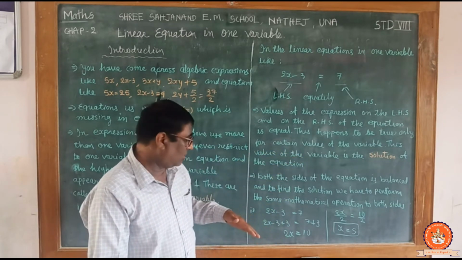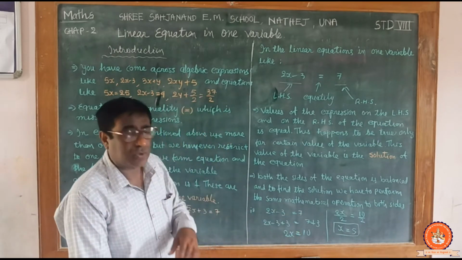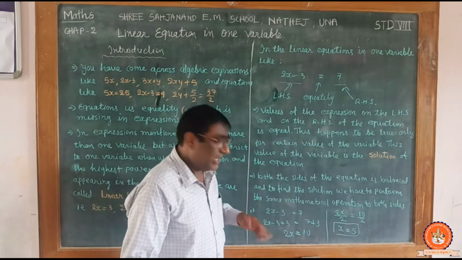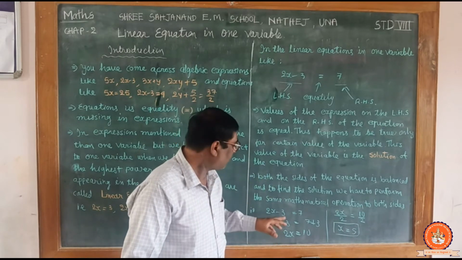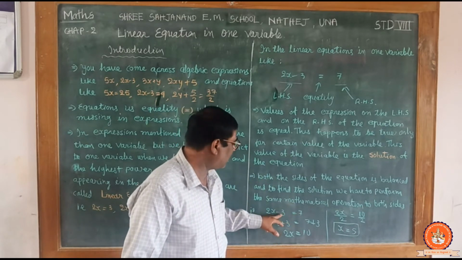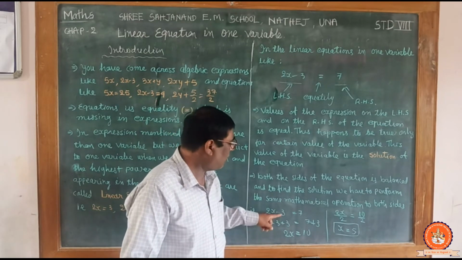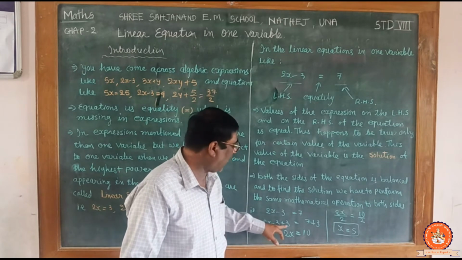Okay, so 2x minus 3 is equal to 7. Now to find the solution, we need to keep x alone on the left hand side. यहाँ पे x है वो अकेला रहना चाहिए. Means what? We have to remove minus 3 and 2 step by step. So first of all, we want to remove minus 3. Now to remove minus 3, we have to add plus 3.